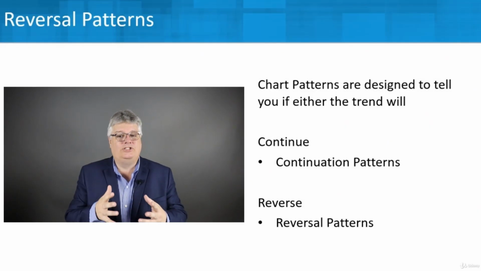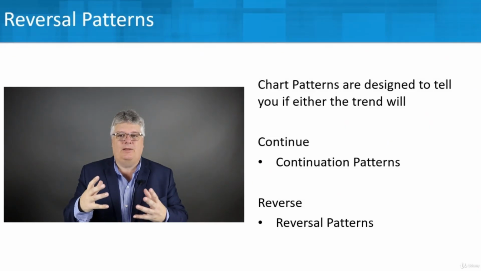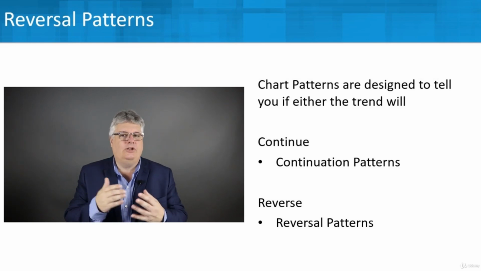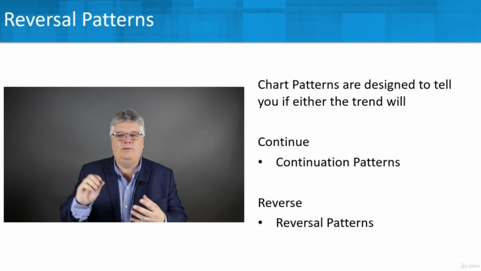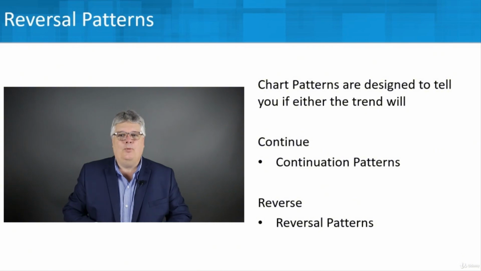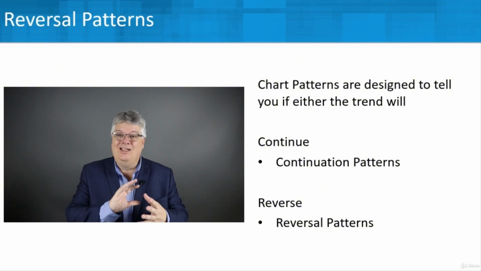So chart patterns, as we know, are designed to tell you if an established trend, that's key, that there's an established trend either up or down, will that trend either continue, a continuation pattern, keep going the same direction of the trend, let's say it's an upward trend, it would keep going upward. Things like triangles, rectangles, dead cat bounces are continuation patterns.